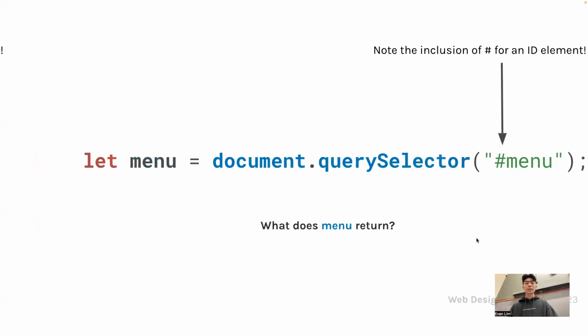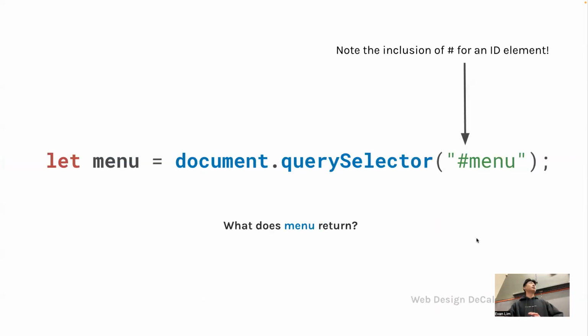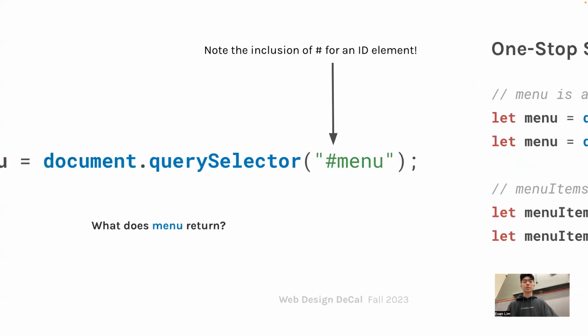And let's say we wanted to do this with querySelector instead. This line of code does the exact same thing. Notice now the presence of the pound sign here. It's just that querySelector is a much more versatile function. It can be used to grab elements by ID or by class name. And so, of course, this does the same thing, but we do need to include the pound sign here.